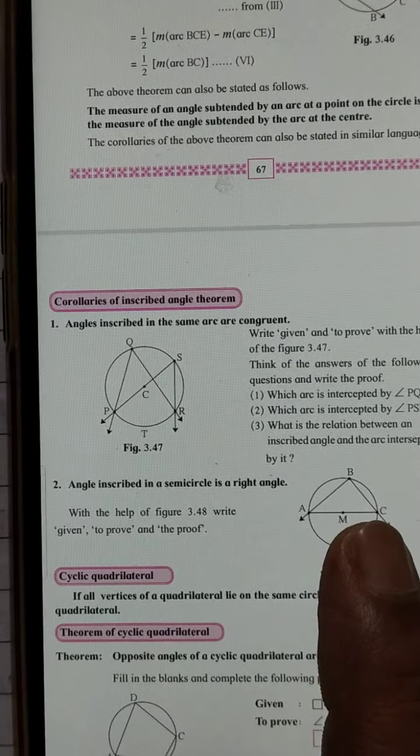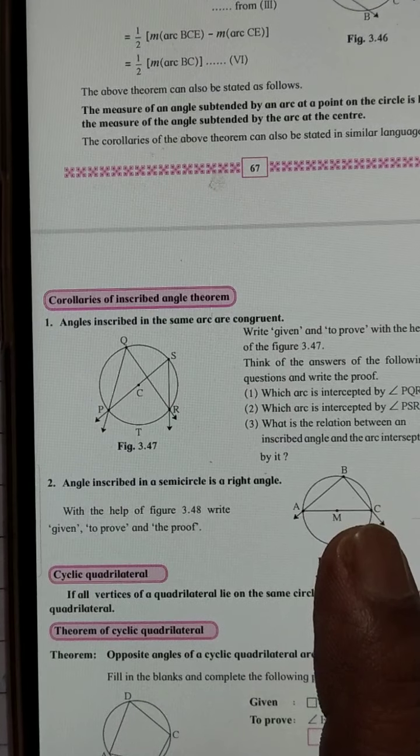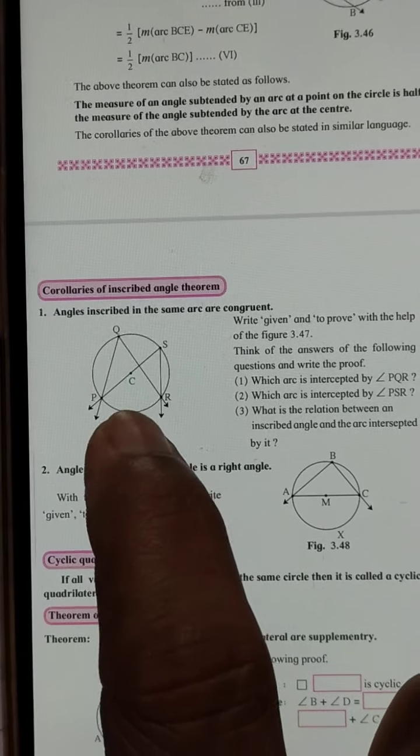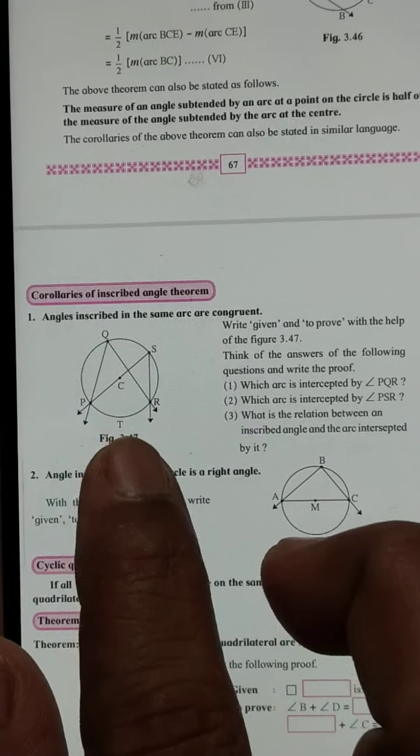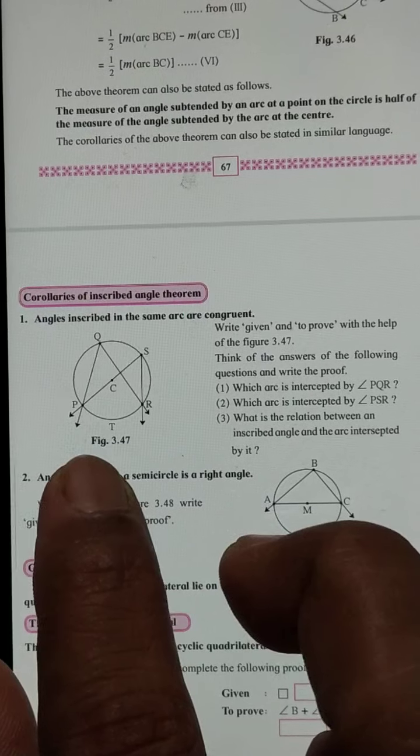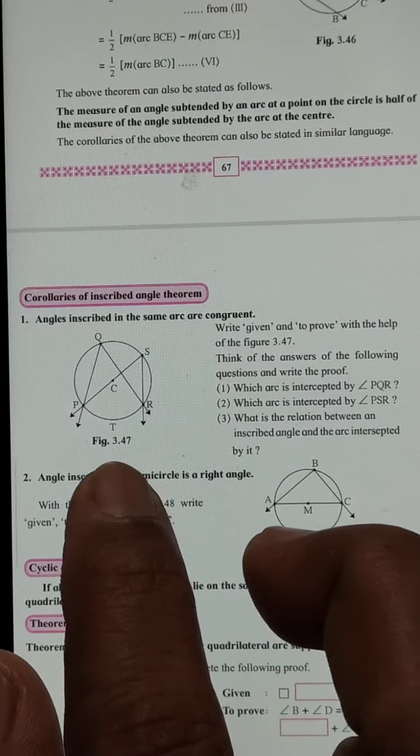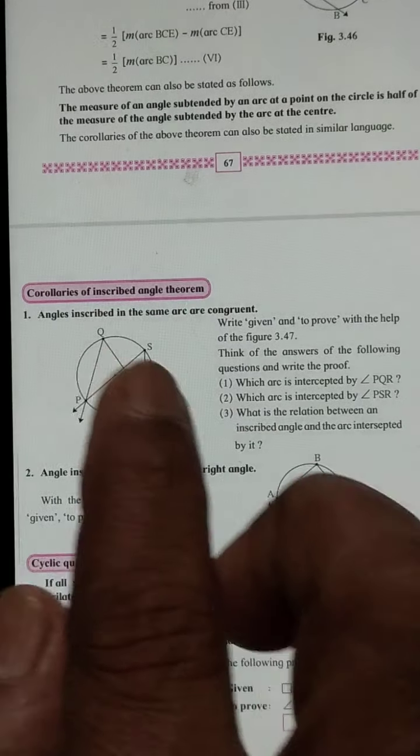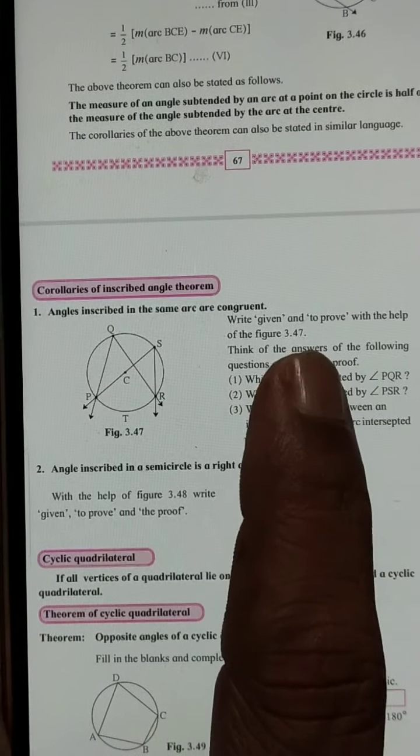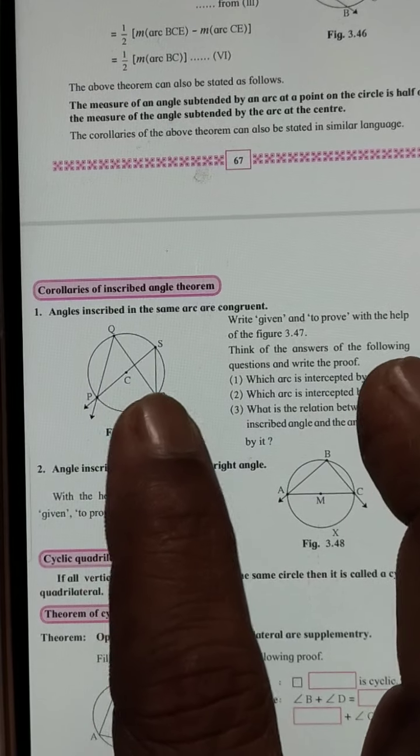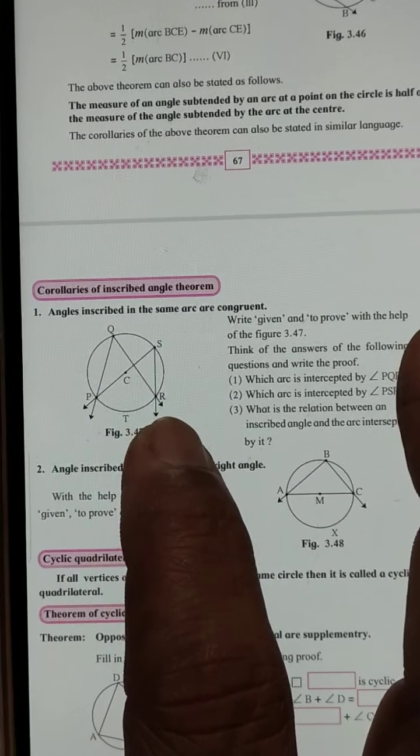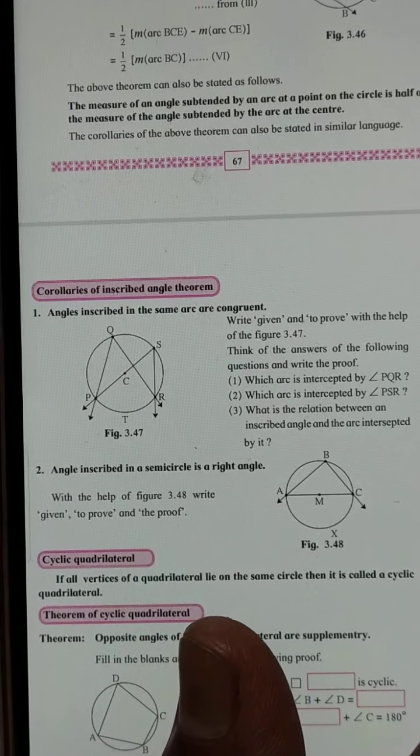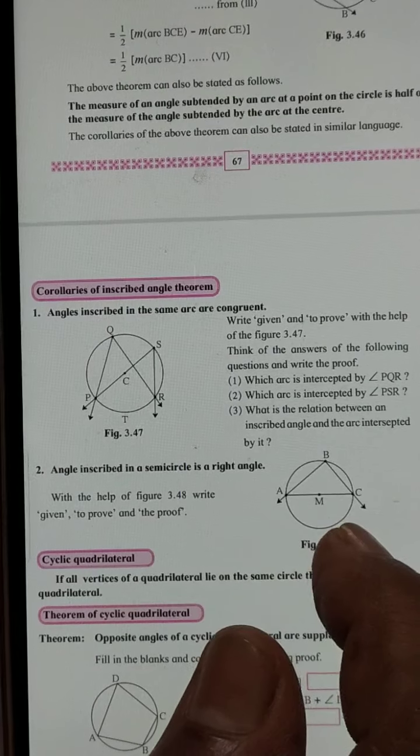First one is: angles inscribed in the same arc are congruent. Here, let us see in this figure, we can see that angle PQR and angle PSR are in the same arc. So they are congruent to each other. That means angle PQR is congruent to angle PSR. Okay. Let us see next.